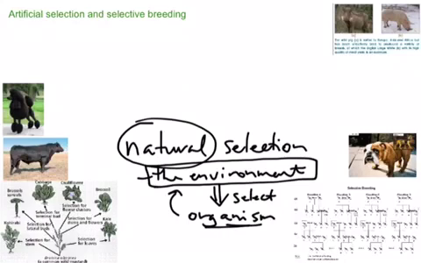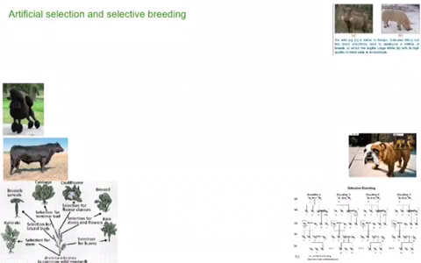Artificial selection, of course, is a contrast to that. So I'm just going to wipe that off the page for a minute and return to artificial selection. So artificial selection involves people, humans, doing the selecting. So we select those individuals, either animals or plants, that we want particular characteristics of.